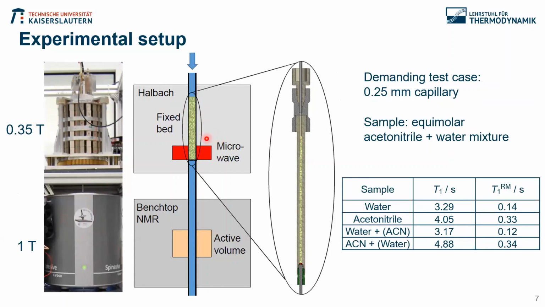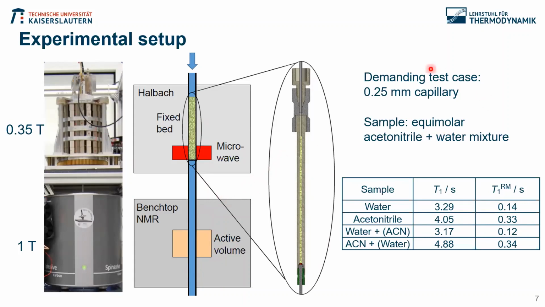Using immobilized radicals here is very, very important, because after hyperpolarization happened, of course, we have to shuttle our sample down to the benchtop NMR. The T1 times in contact with the radicals are quite short. So if we wouldn't use immobilized radicals, we would lose all our hyperpolarization during the transportation step.